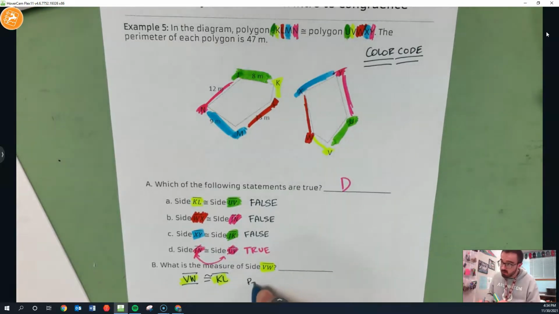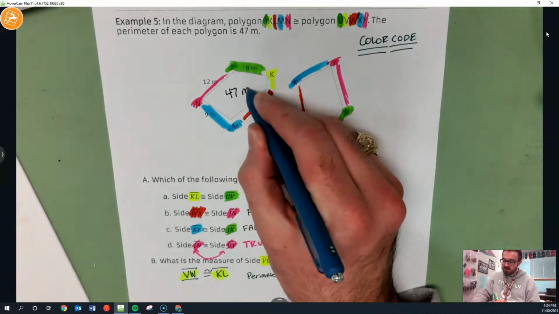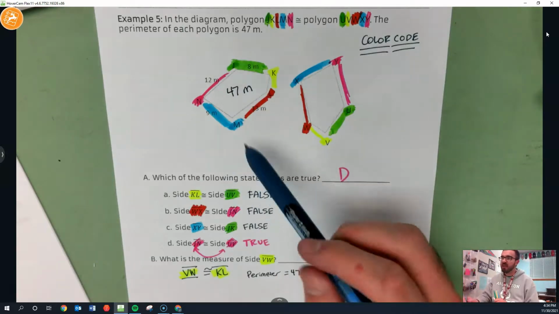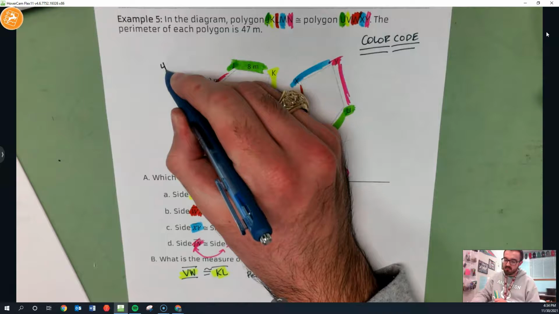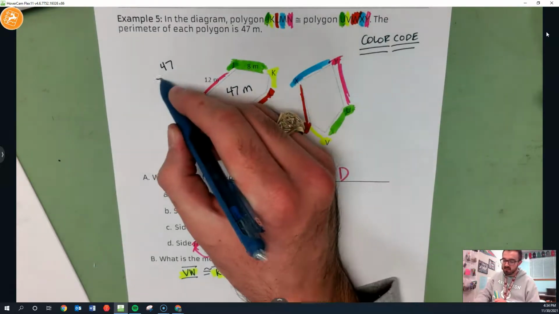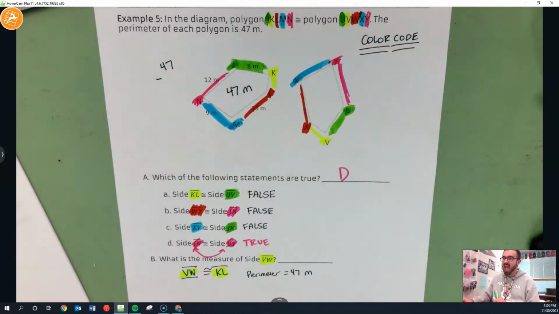Well, we do know that the perimeter is what? The perimeter of each polygon is 47 meters. So how can we use that to help us? Okay. If the perimeter of this figure right here is 47 meters, and we know all the other four, that means that all the sides add up to 47. So we could do 47 minus all the numbers that we have left to find the yellow.